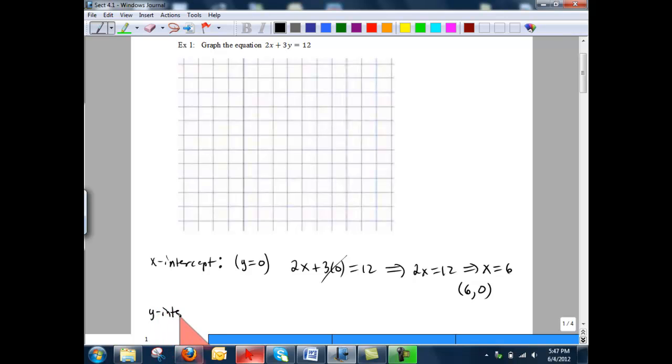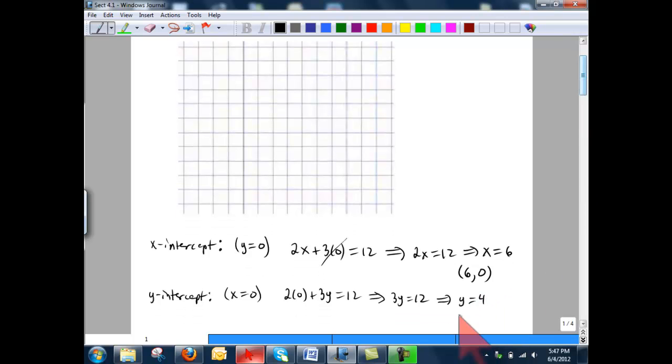Let's also find the y-intercept. The thing about the y-intercept is the graph is crossing the y-axis there, and so x equals 0. And then the equation becomes 2 times 0 plus 3 times y equals 12, or in other words, 3y equals 12, or in other words, y equals 4. And then the y-coordinate of 4 leads to the intercept itself being the point (0, 4). So this line goes through (6, 0), and also through the point (0, 4), and 2 points determine a line, and so we're ready to draw it.